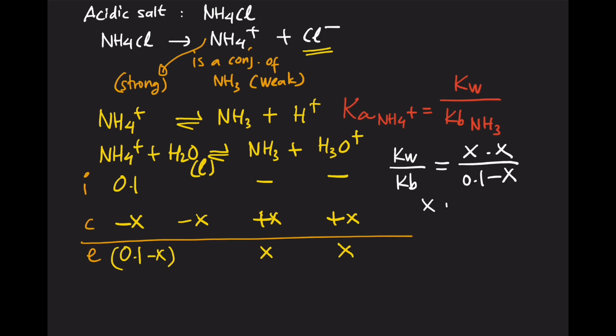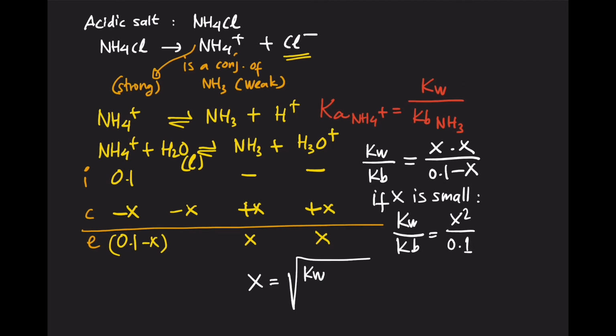Again, if the x is small, as usual, we can assume that it is negligible. So Kw over Kb will be equal to x squared divided by 0.1 only. X is going to be equal to the square root of Kw divided by Kb of NH3 multiplied by the initial concentration of the NH4 plus. And in this case, we can see that X is H3O plus or H plus.